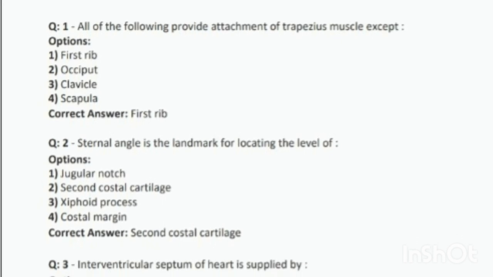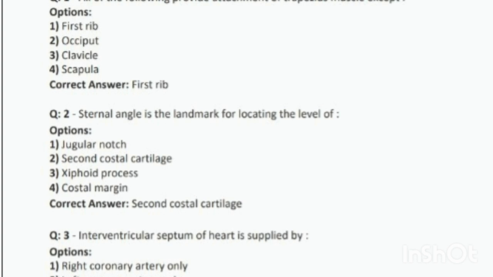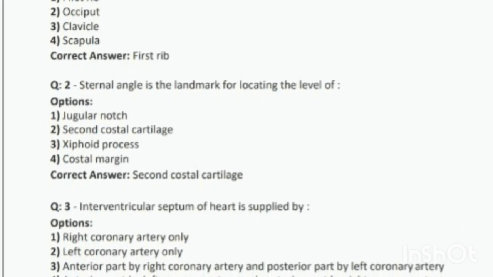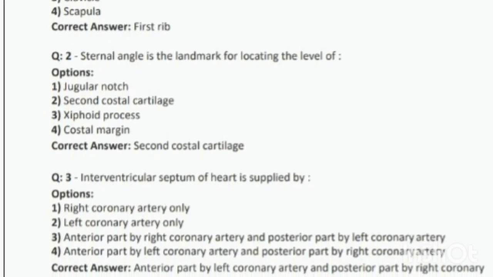All of the following provide attachment of trapezius muscle except: first, rib; second, occiput; third, clavicle; fourth, scapula. So the correct answer is first, rib.